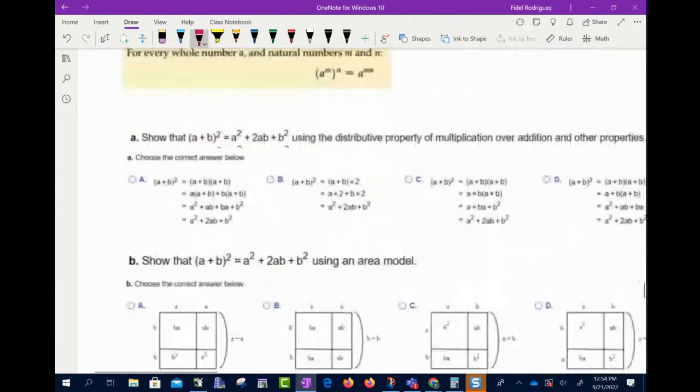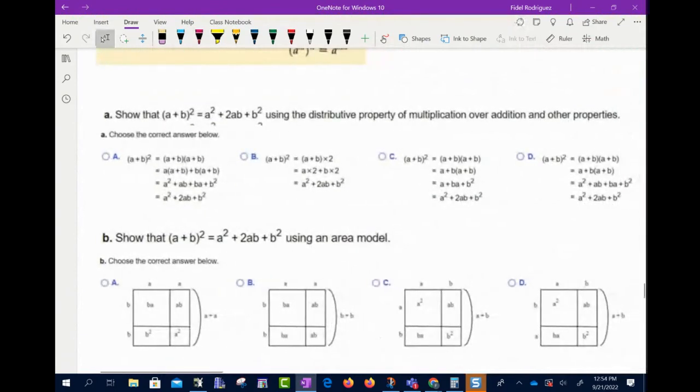All righty. So, y'all, for the next problem that I have here, again, it just says, show that a plus b squared is equal to a squared plus 2ab using the distributive property of multiplication over addition and other properties. Okay, so I want to walk you through the process so that we understand how I know which one is going to be the correct answer, okay?